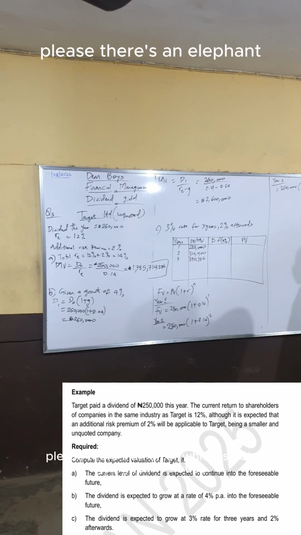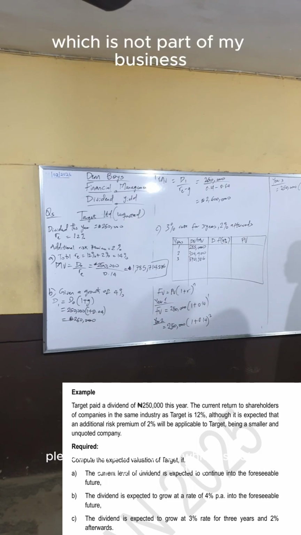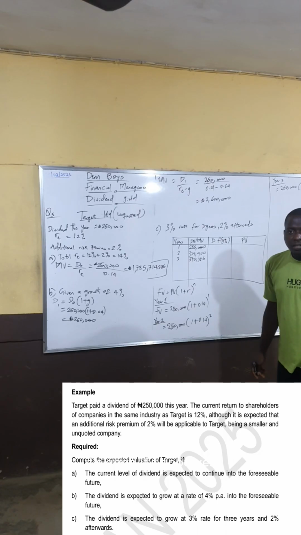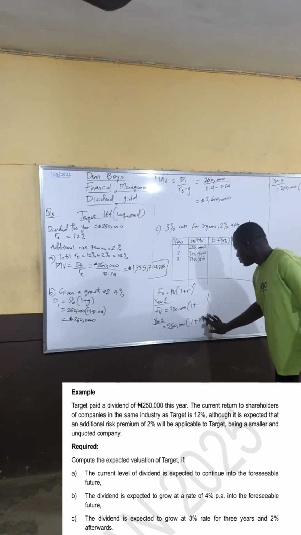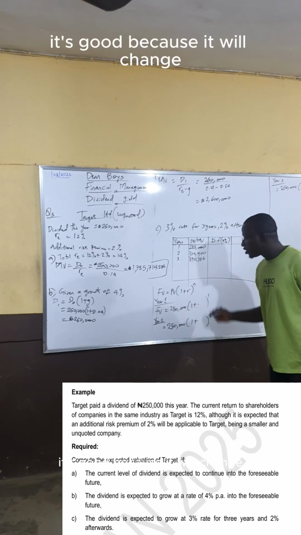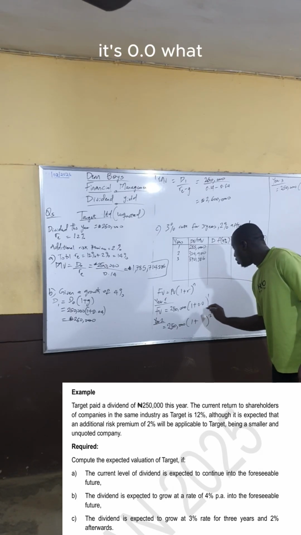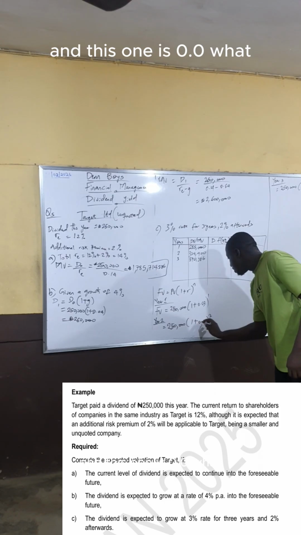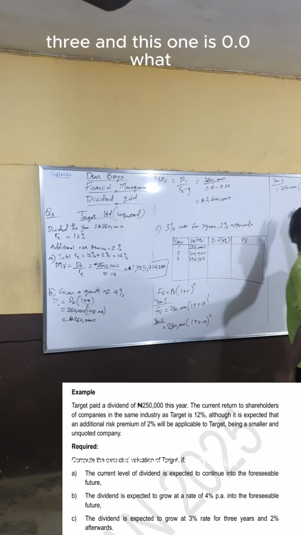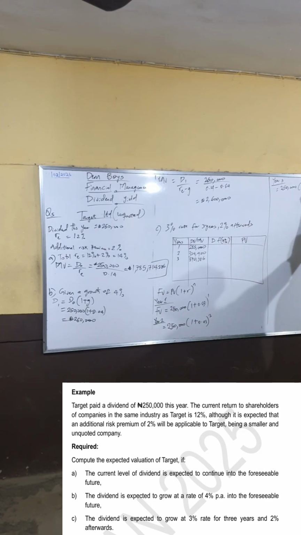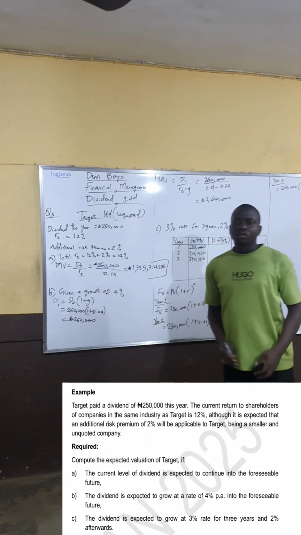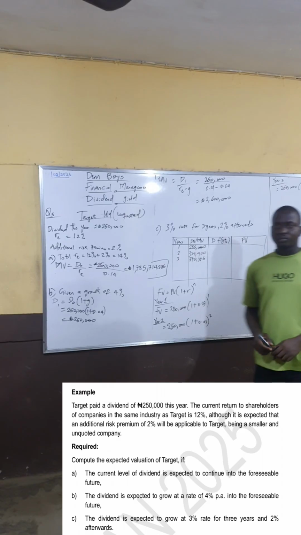Please, there's an error which I just noticed. It's not the cost of equity you use here. It's the growth rate, because it will change. The first one is 0.03, and this one is 0.03, and this one is 0.03. When you are discounting, you use the 2% for the later years.